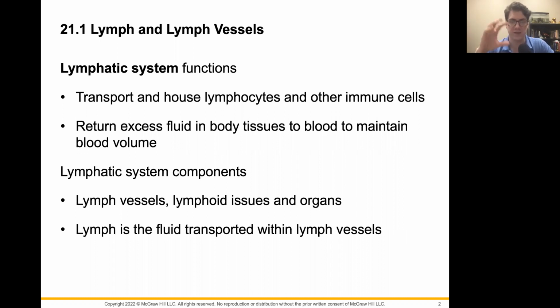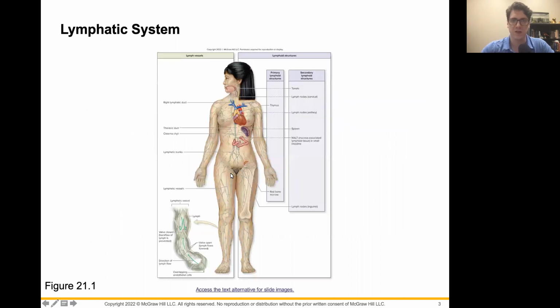Now, the lymphatic system has a few major components. We, of course, have lymph vessels. These are going to be the vessels that have this lymph fluid moving through them. We have lymphoid tissues, and then we have lymphoid organs, okay? Lymph is actually the name of the fluid that is transported within the lymph vessels, okay? So here we can see some specific lymph vessels that are spread throughout the body.